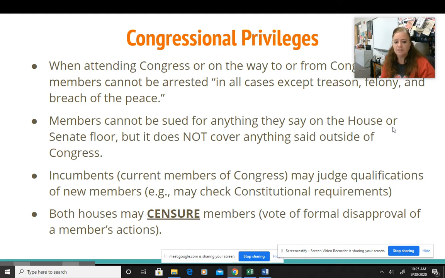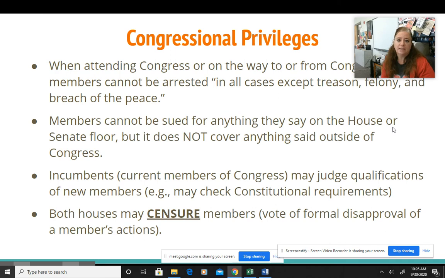And finally, both houses may censure members or take a vote of formal disapproval of a member's action. Now, this actually happened in Wisconsin on the state level. One of our state representatives, so state representatives work here at the Capitol in Madison, not the Capitol in DC, but some of the rules are the same. Anyway, a state representative from Wisconsin Assembly had a DUI already and then got arrested for a second or a third one.